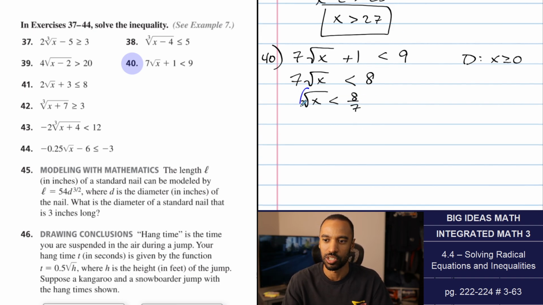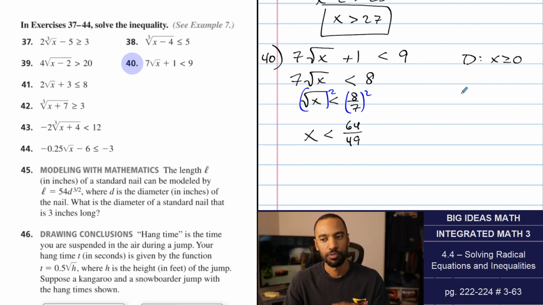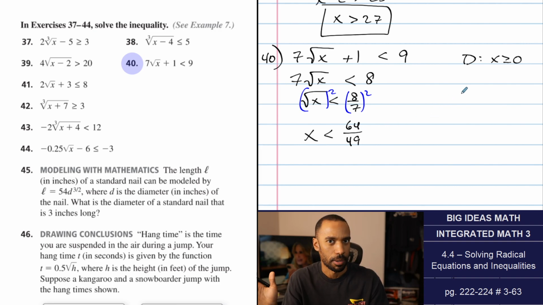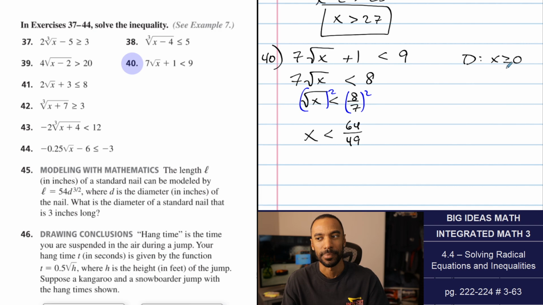And we're going to square both sides here. So I'm going to write that so we know you square 8, you square 7. X has to be less than 64 over 49. Now, 64 over 49, listen, that's 1 point something, right? It's a positive number, though. X has to be definitely less than 2, less than 1 point something. It can't be a negative number, though.